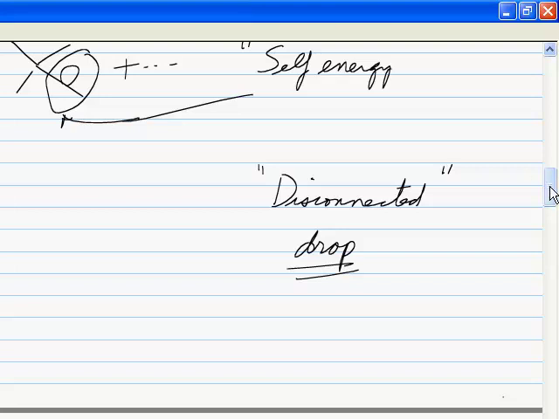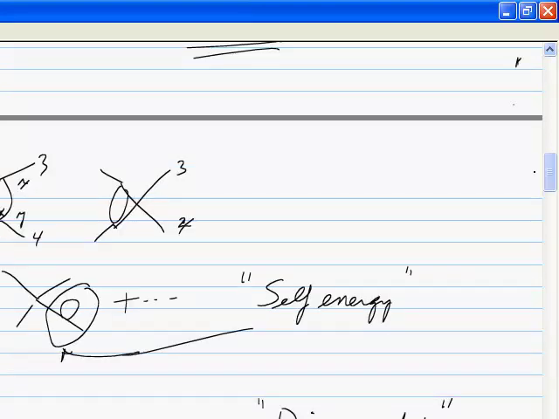Okay, so there's the classification. These are the good guys. Those are the most important dynamical ones. Self-energies are interesting and will be dealt with later. To be honest, I can give you the punchline.